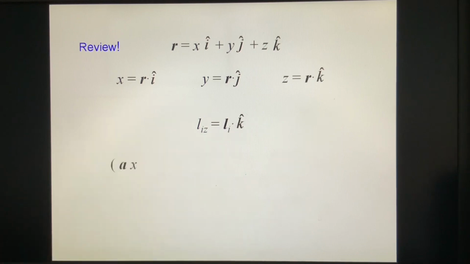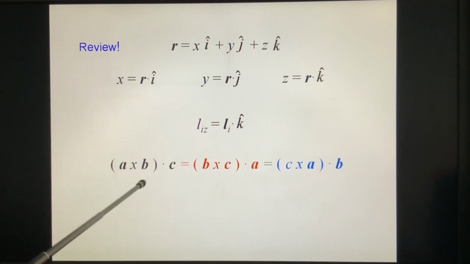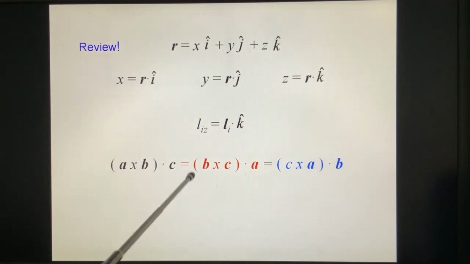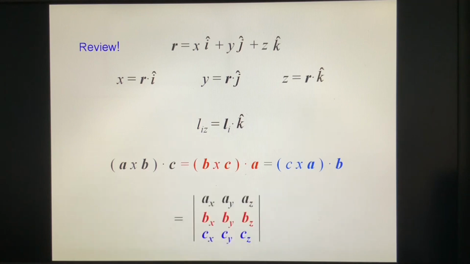Another formula is A cross B dot C. You can rotate it around to B cross C dot A, and then C cross A dot B. Actually, this is a matrix like Ax Ay Az, Bx By Bz, Cx Cy Cz. They can rotate, and they get the same value.